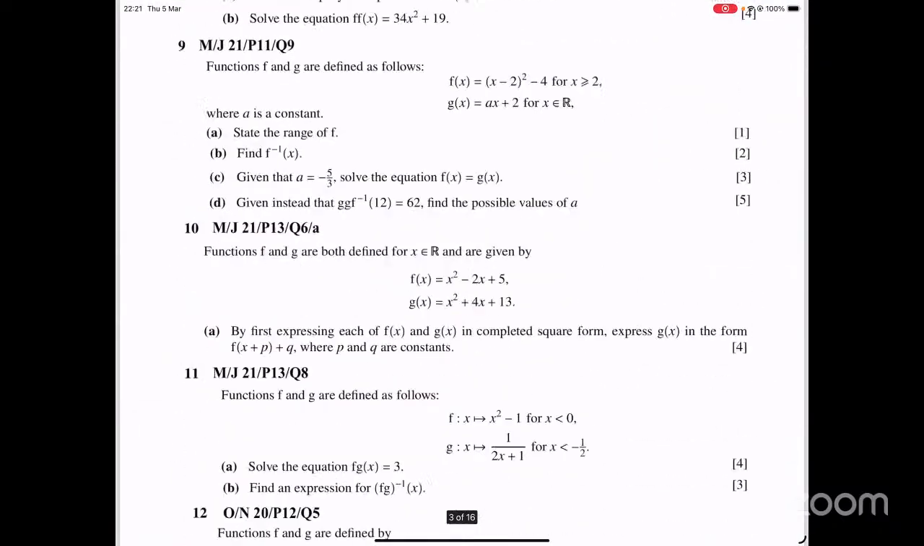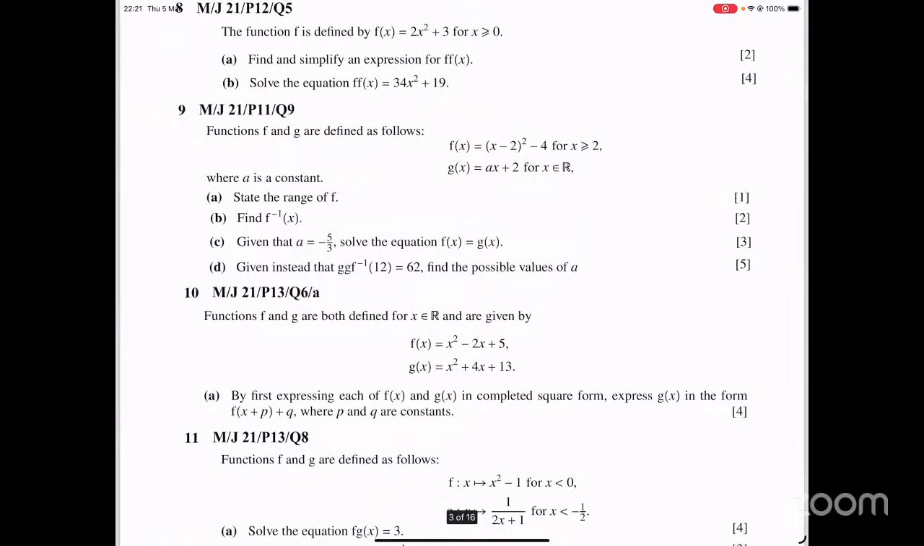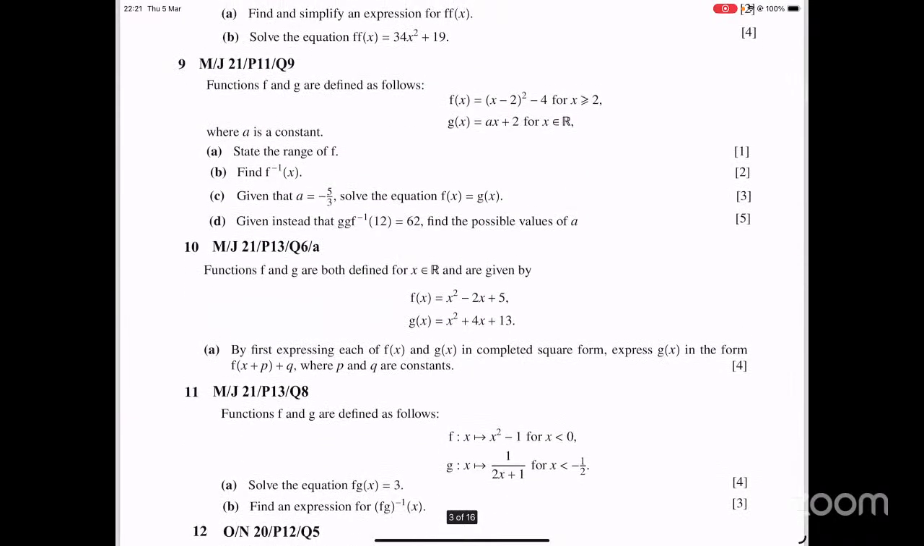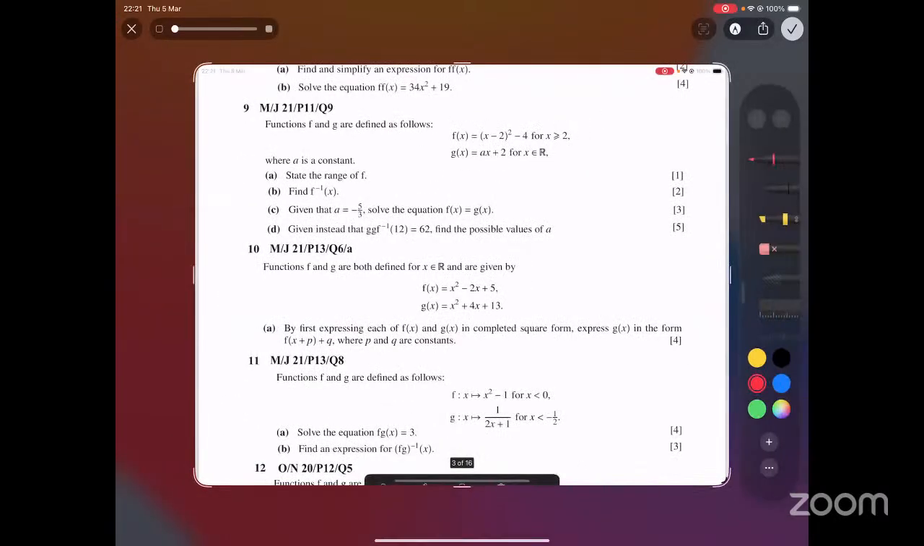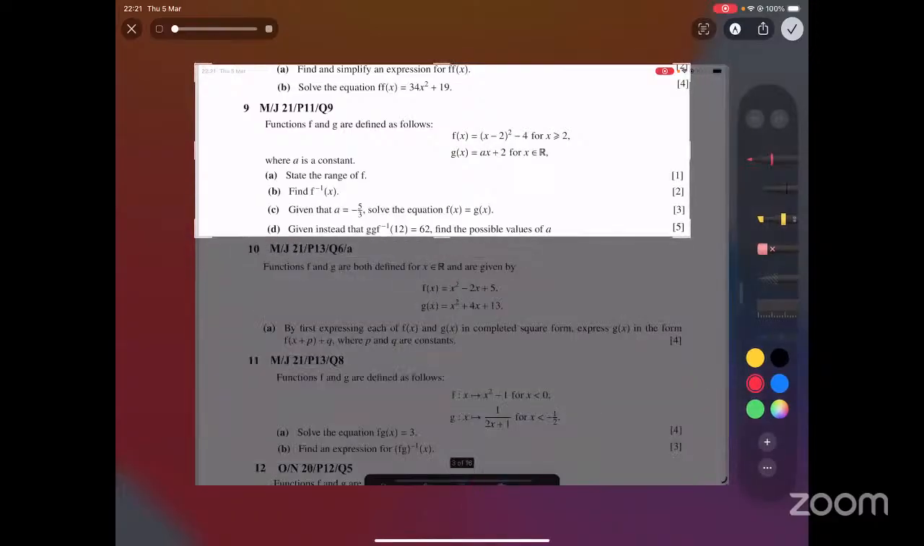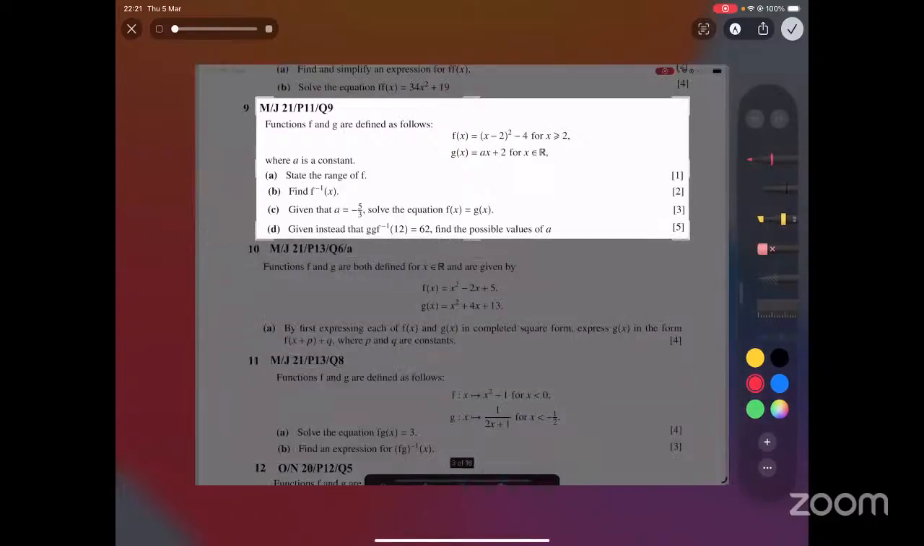Okay, question number 9. Let's have a look at this. Question number 9 from the worksheet. Let's try this. Question 9. Let's have a look at this next.